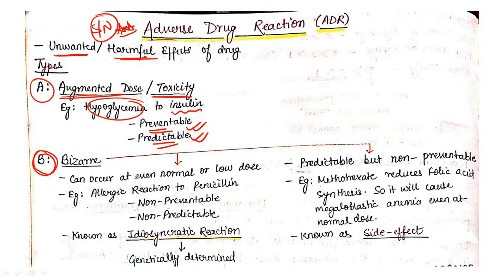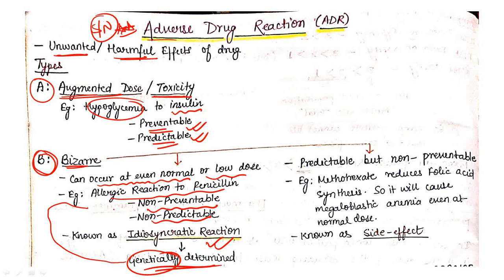Now coming to the type B. B means bizarre. Now it is again divided into 2 types. Some unwanted effects can occur even at normal dose or even at low dose, and they are non-preventable and non-predictable. They cannot be predicted and they cannot be prevented. Example, allergic reaction to penicillin, and this is basically known as idiosyncratic reaction, which is genetically determined, so it cannot be prevented or predicted as such.